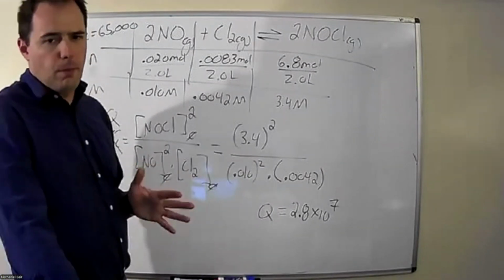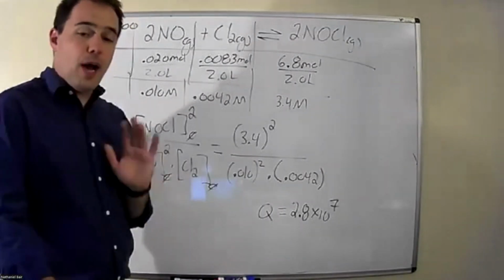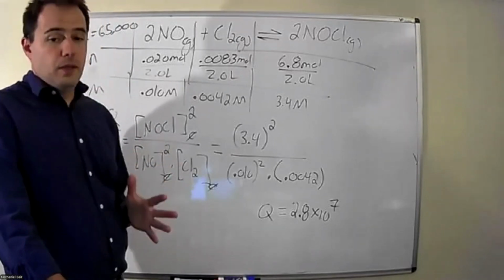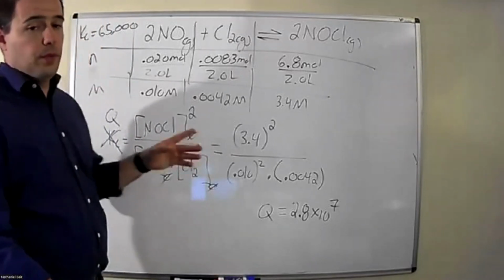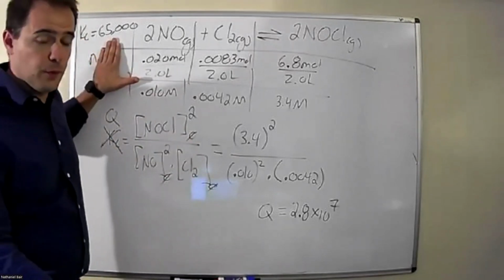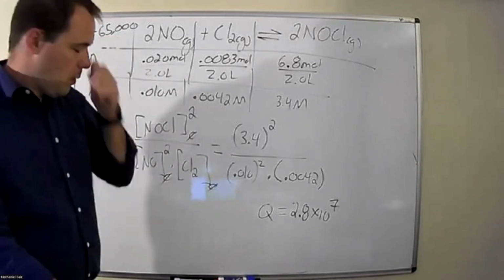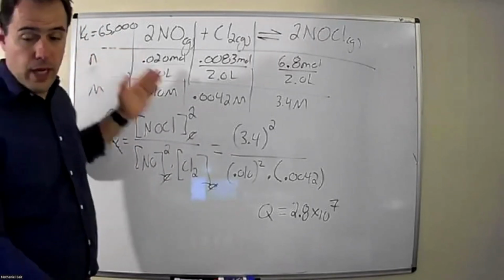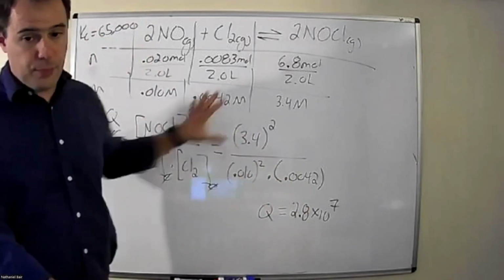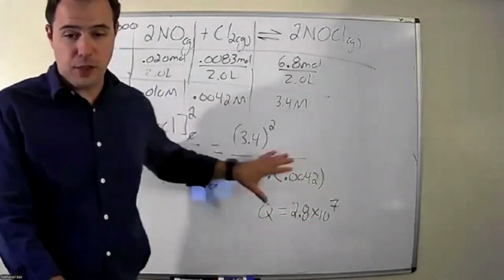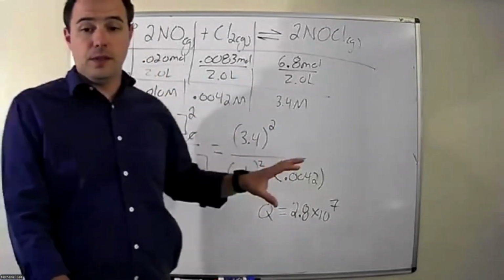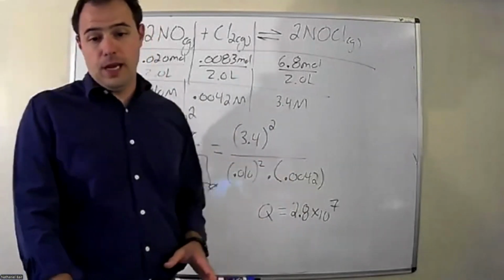Here's the first question. This reaction cannot possibly be at equilibrium. Here's why. If it was at equilibrium, we would get the equilibrium constant, and I told you in the problem that the equilibrium constant was 6.5 times 10 to the 4th, which is 65,000. We don't have 65,000. We got 28 million. So when I plug these values into the mass action expression, I do not get the equilibrium constant. I get a number that is bigger than the equilibrium constant.